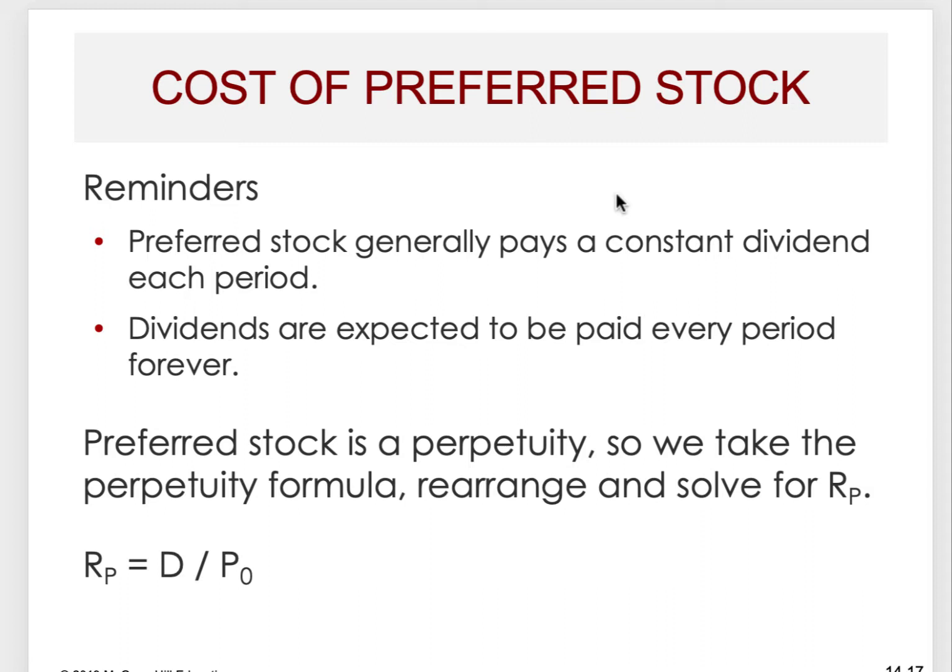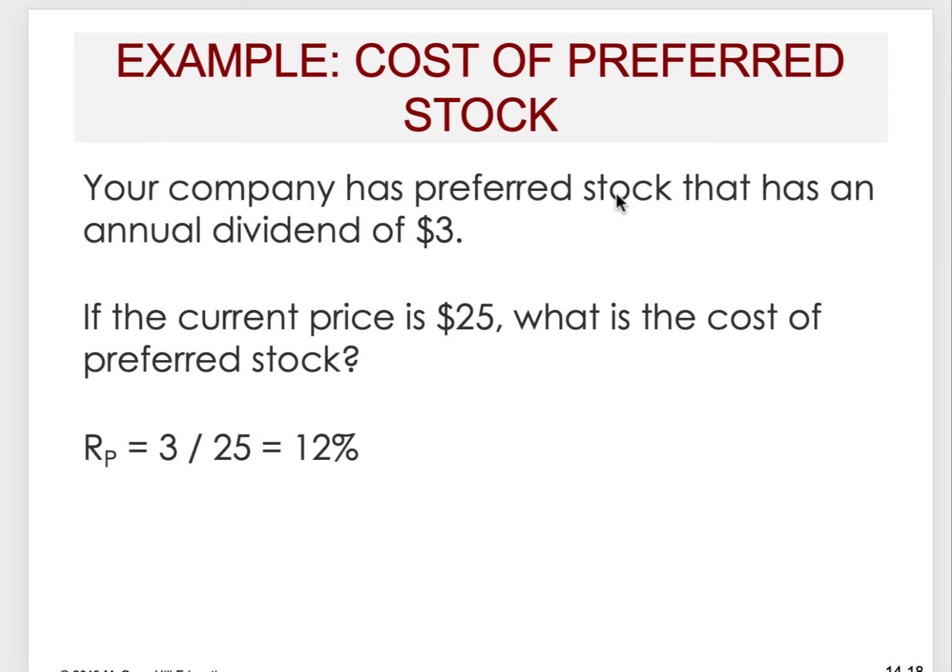How do we rearrange it? Well, the return on preferred stock is the dividend divided by today's price, P subscript 0. So let's look at an example. We have a company with preferred stock. They have an annual dividend of $3. The current price is $25. What's the cost of preferred stock? 12%, right? Take our 3, which is our dividend, divided by the current price, or the price today.